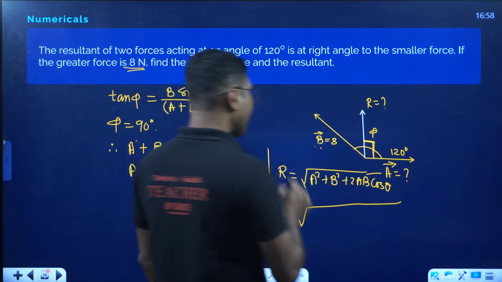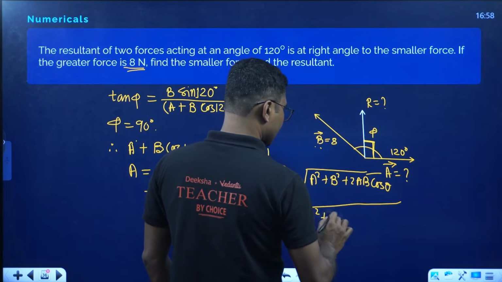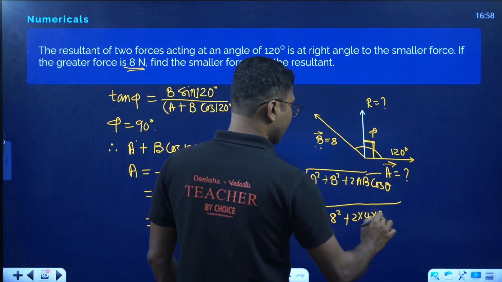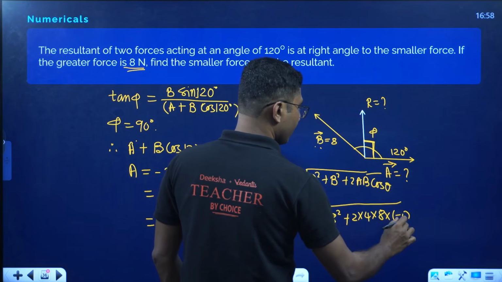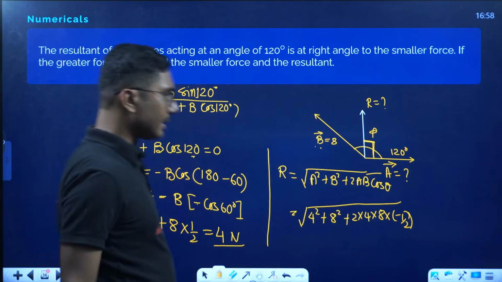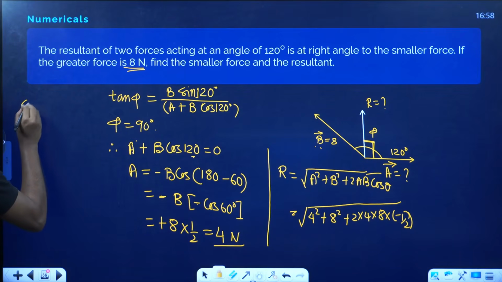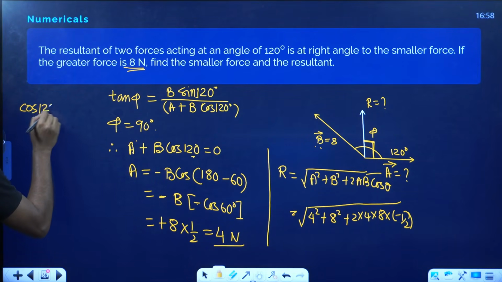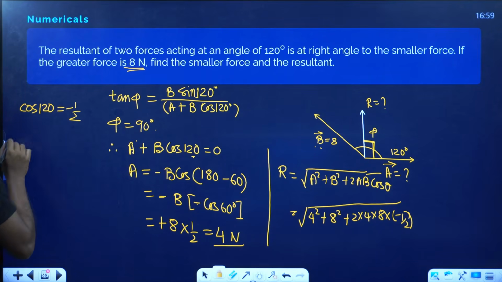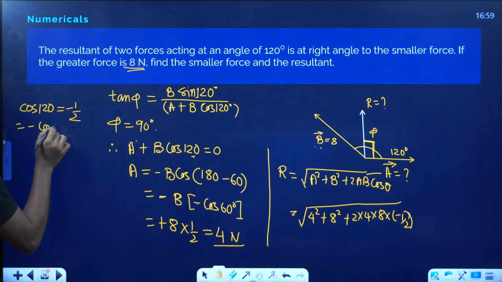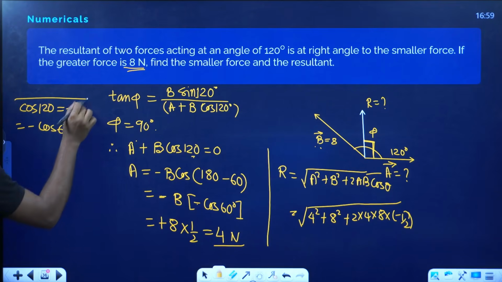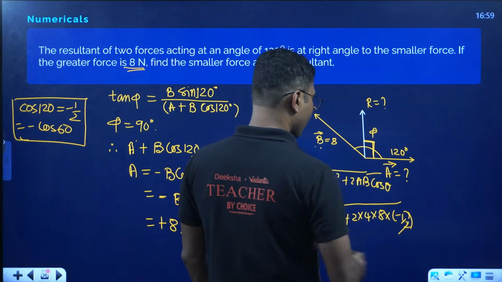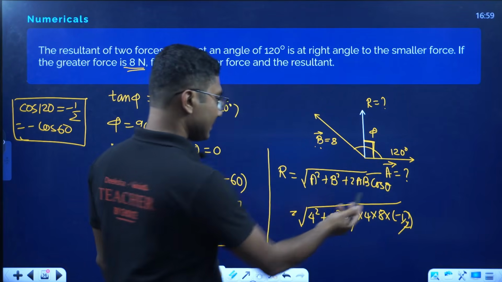A square means 4 square plus B is 8 square plus 2 into 4 into 8 into minus half. Cos theta here is cos 120 degrees. So cos 120 is minus half, because it's minus cos 60. So if you find that out once, you don't need to do it once again. So 2 cancels, minus sign obviously will be there.